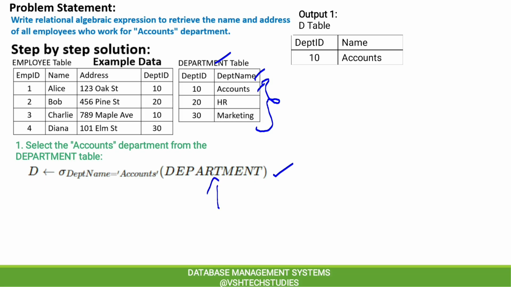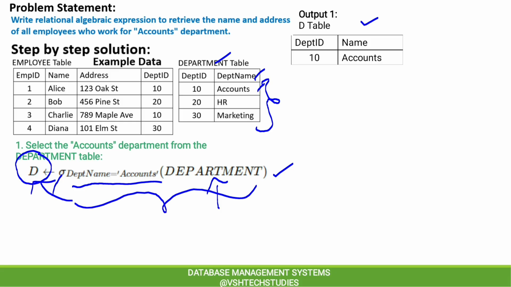So department relation is taken as the input relation. Select operation is done, this symbol indicates select operation. The condition specified is where department name is accounts. Then we'll get this output. So this output is stored in intermediate relation D. So that is what D is here.